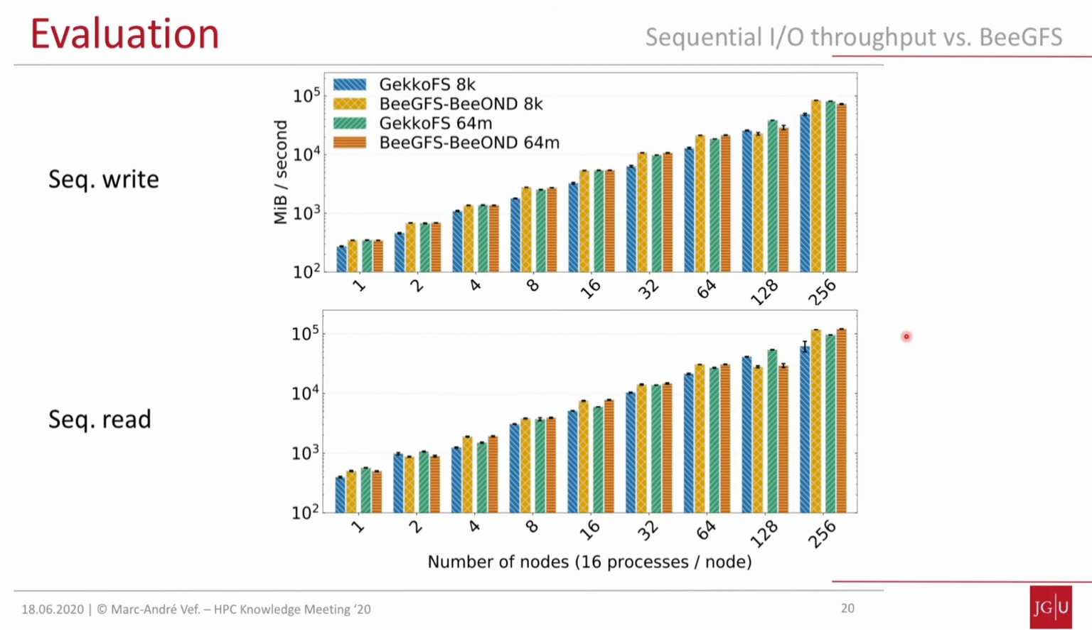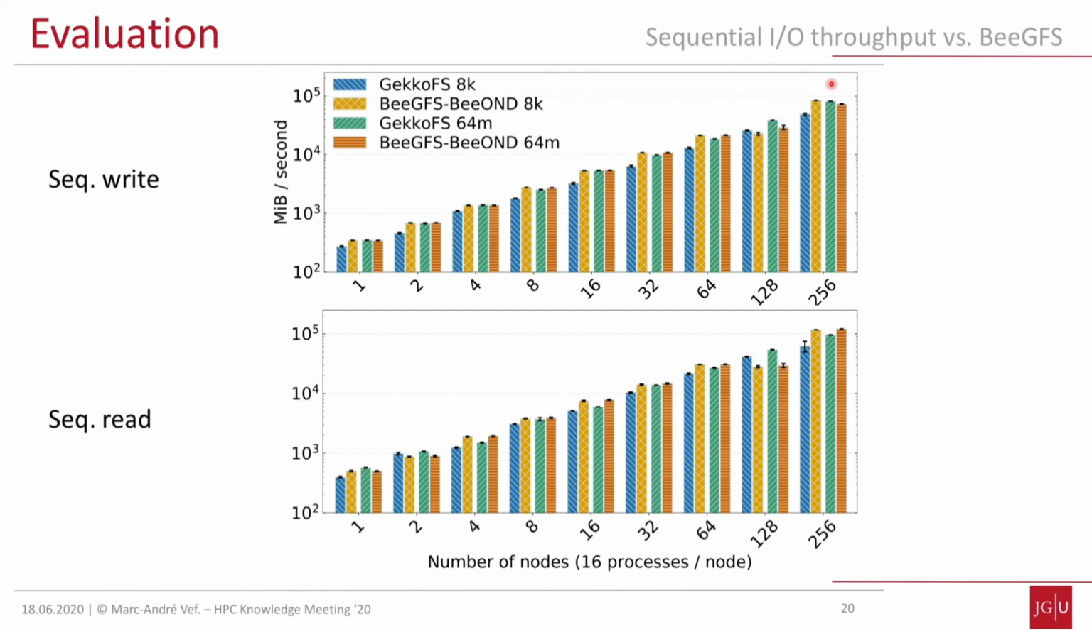Now we've compared this again to BGFS. We compare here only the 8 kilobyte case and the 64 megabyte case to see how both file systems behave with these different I/O sizes. And what we can see is that BGFS is also scaling linearly, but BGFS tends to perform better when small I/O sizes are used, and GekkoFS seems to work a little bit better when larger I/O sizes are used.